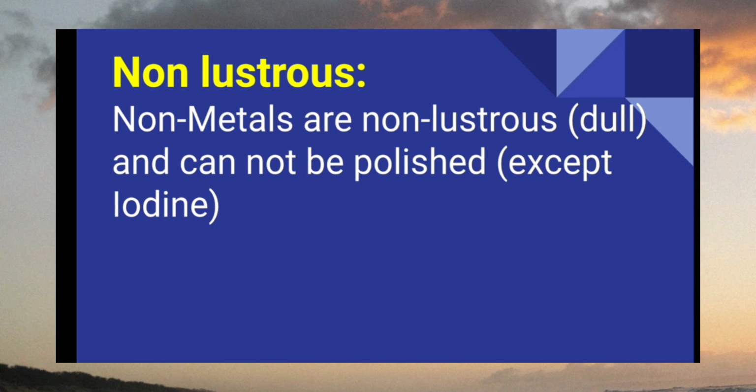A substance which has properties like brittleness, non-conductor of heat and electricity, non-lustrous, non-sonorous, such a substance is called a non-metal. So this is the whole concept of physical properties of metals and non-metals.